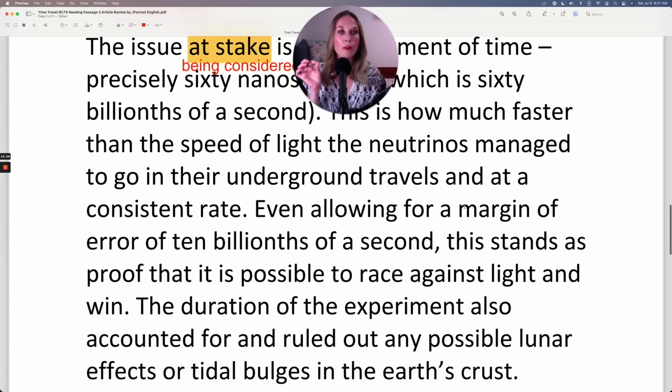And this allowing for a margin of error, they're saying even if our calculation was incorrect, don't worry, it's still accurate. So they accounted for that. They allowed some miscalculation in their formula, and the neutrinos are still faster than the speed of light, even if their calculation is somewhat inaccurate. So that's a margin of error. You'll see this a lot in studies, scientific studies, research studies, a margin of error of 10 billionths of a second.